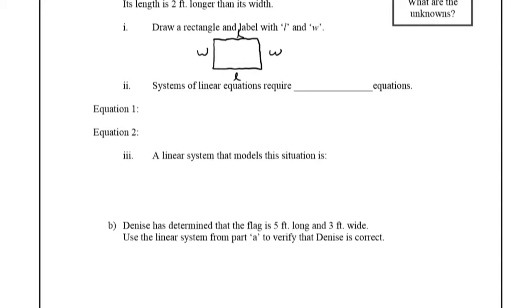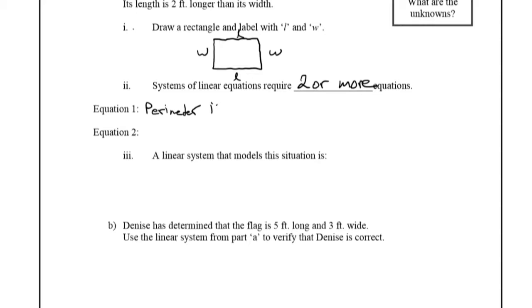And that's kind of all I know. So systems of linear equations require two or more equations. So I need to come up with the equations. Basically, I'm given some information from the question. In the question, I'm given the perimeter.